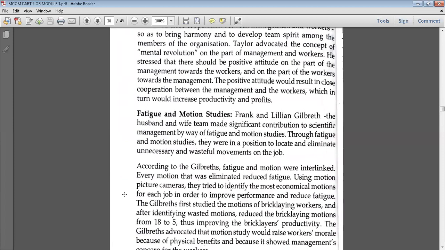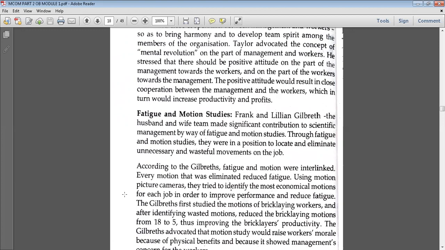In the same way there are Frank and Lillian Gilbreth, the husband and wife team. They made a significant contribution in this area through fatigue and motion studies. Fatigue means getting tired. Motion studies means movement studies. Through these studies, fatigue and motion studies, they were able to understand that unwanted movements can be eliminated.